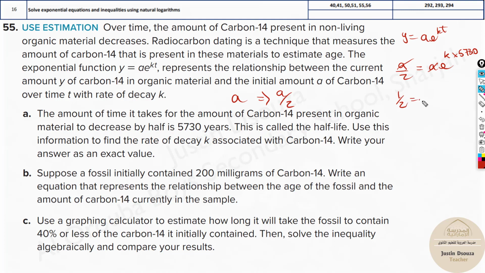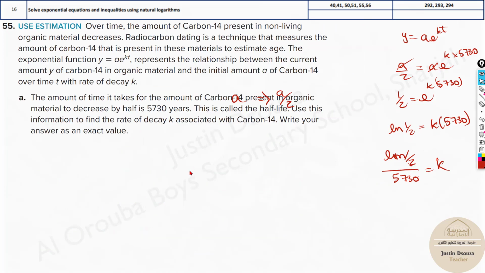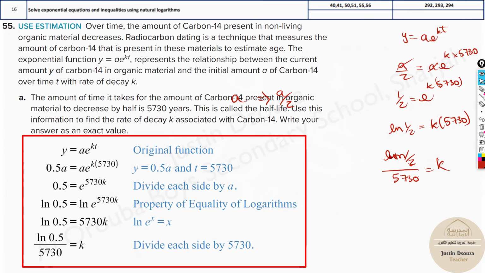So you'll have half equals e to the power k times 5730. Now you take ln on both the sides, it will be ln half over here, and ln e to the power over here. What happens? I'll just write it directly. This goes because they're inverse of each other. You will have k times 5730, and now divide both the sides by 5730. That'll be ln half divided by 5730 is equal to k. This is the exact value. I guess they want the exact value, so this is how we can write it. Yes, that is what they want.